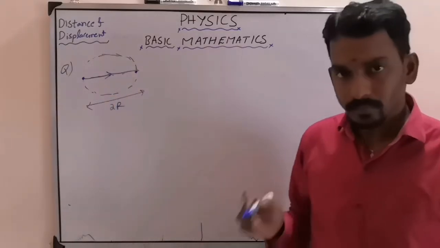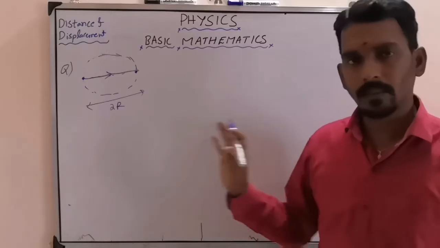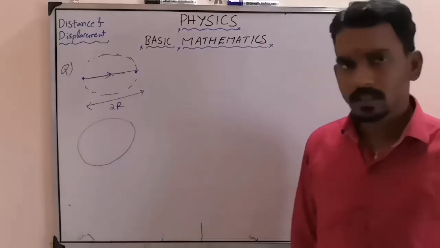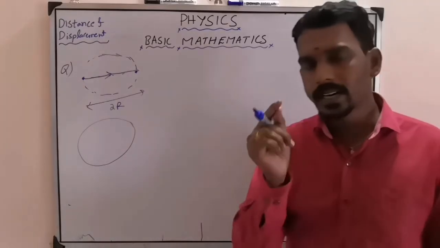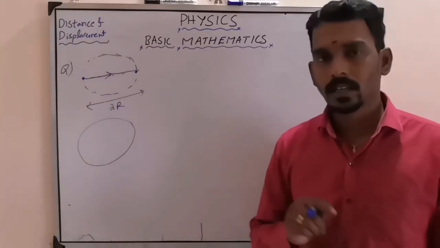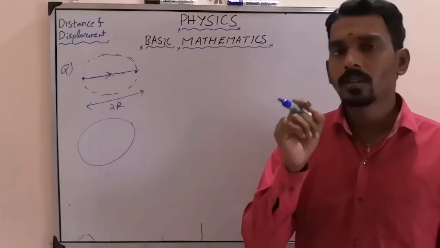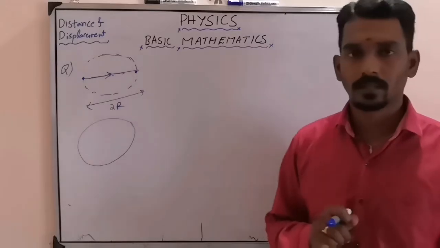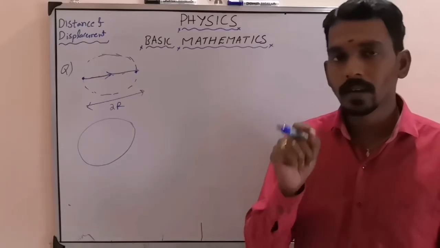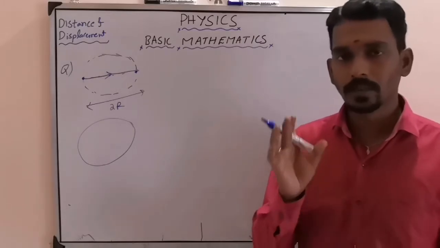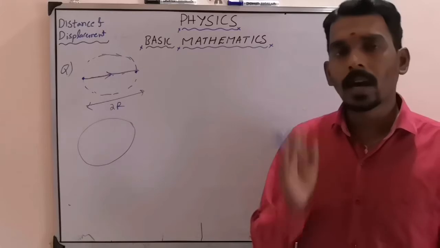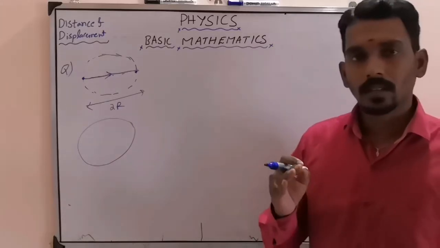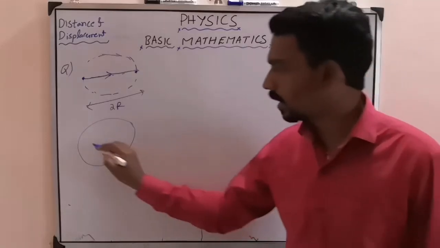Now, another way, same question, same circle. Suppose one particle is traveling along a circle. It started at one point and covered 3/4 of the circumference. If you divide the total into 4 parts, it covered 3 out of 4 parts. But when they have given it like that, you need to understand it like this.